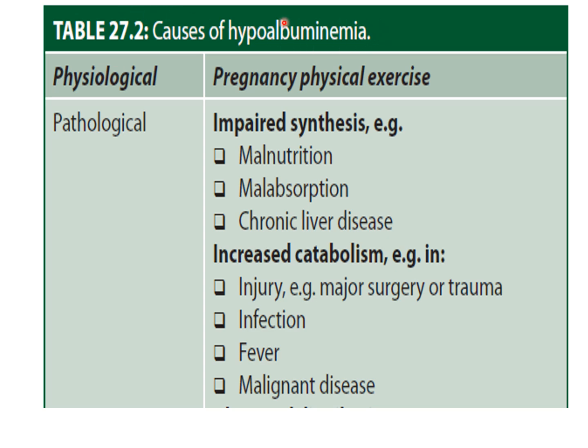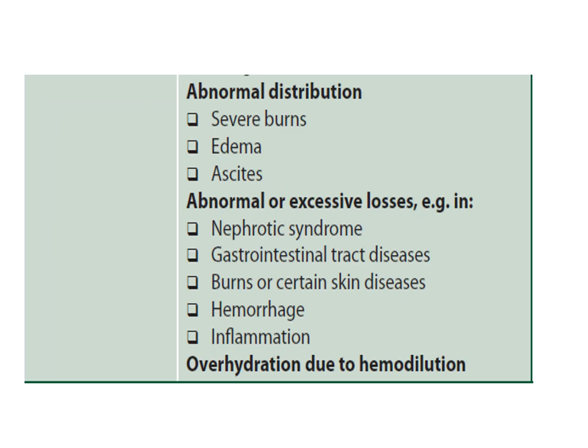Causes of hypoalbuminemia can be physiological or pathological. Physiological can be pregnancy related. Pathological causes include impaired synthesis due to malnutrition, malabsorption, and chronic liver disease. In all these three, there is an impaired synthesis of albumin. Increased catabolism is another cause, due to injury, major surgery or trauma, infection, fever, or malignant diseases.